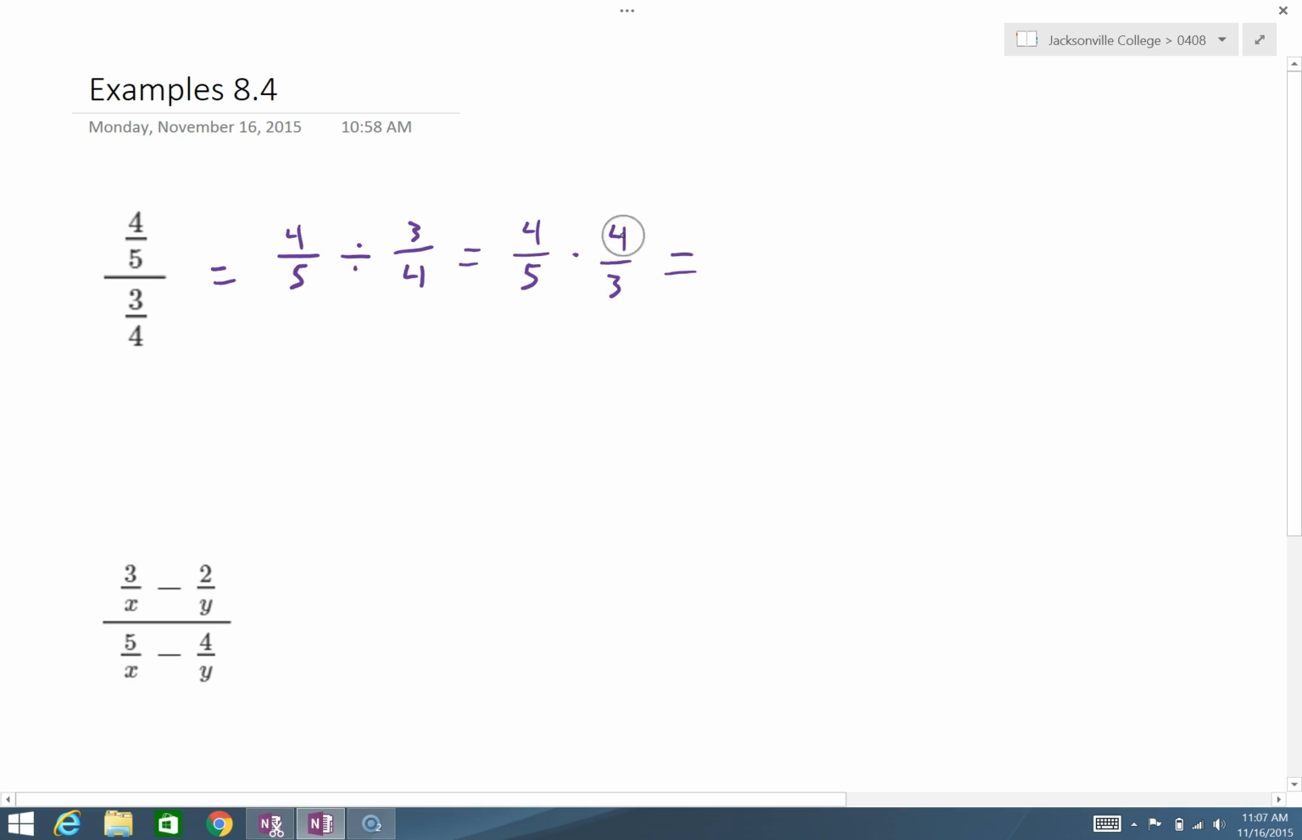Now, when multiplying fractions, I just multiply numerators times numerators and denominators times denominators. 4 times 4 is 16, and 5 times 3 is 15. This is 16 over 15, or 1 and 1/15. 15 goes into 16 one time with 1 remaining.